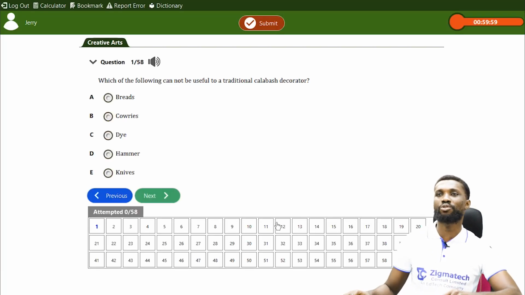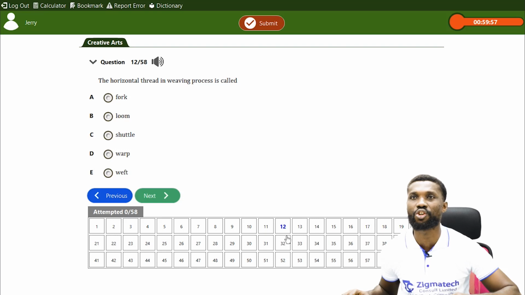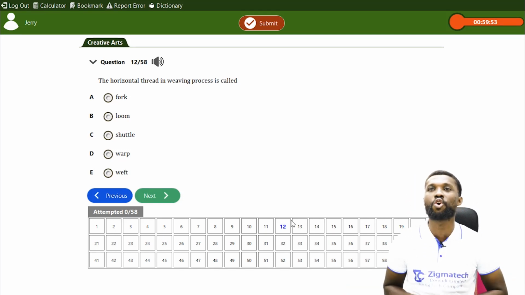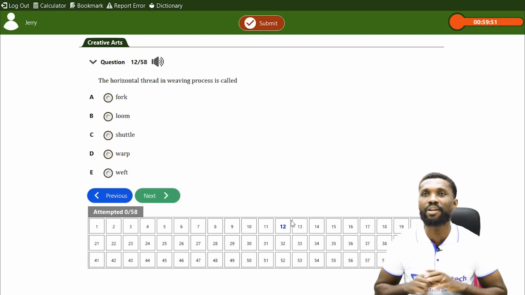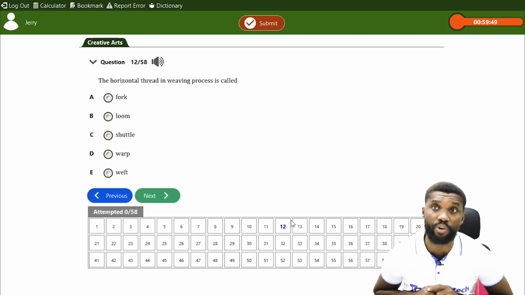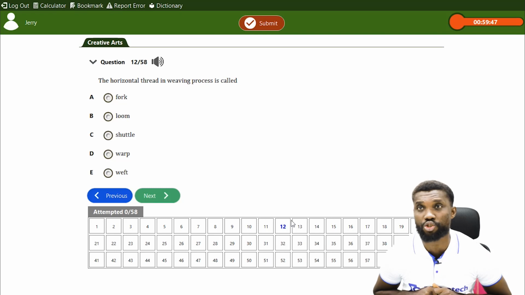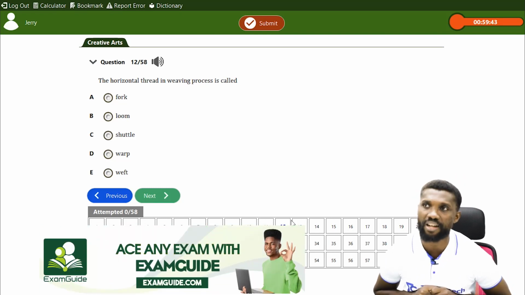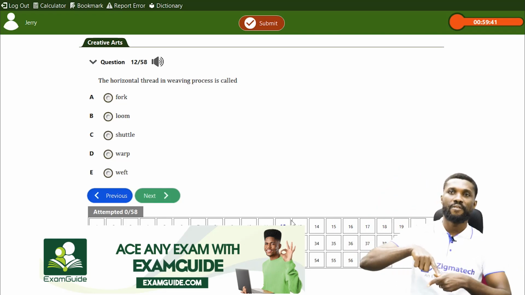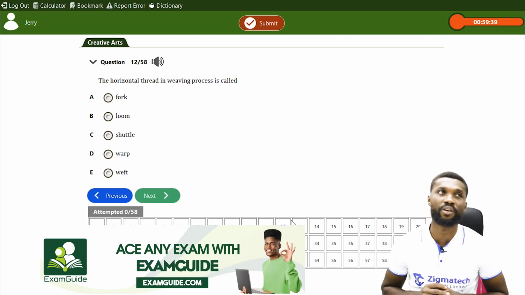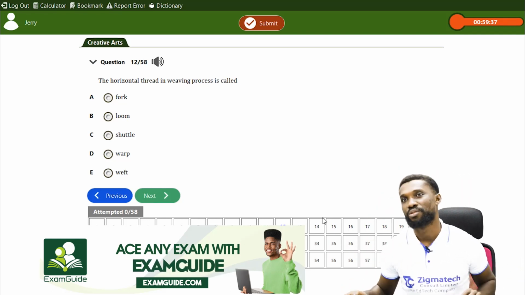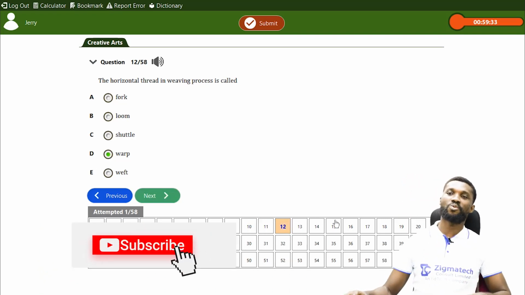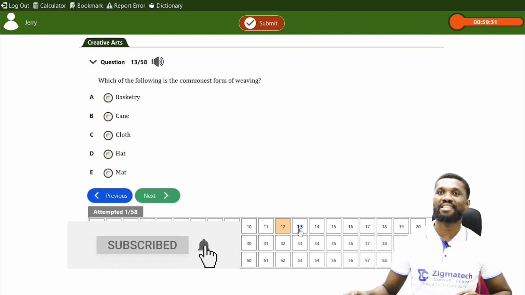All right, I want us to try our hands on question number 12. The horizontal thread in a weaving process is called dash. A, is it the flock? B, is it the loom? C, is it the shuttle? D, is it the warp? Or E, is it the weft? The horizontal. What is horizontal? Is it this one or this? Is it called the warp or the weft? The horizontal is the weft. Well, if that's what you choose, that is the correct answer.